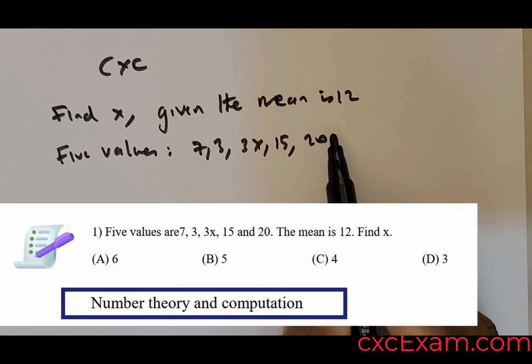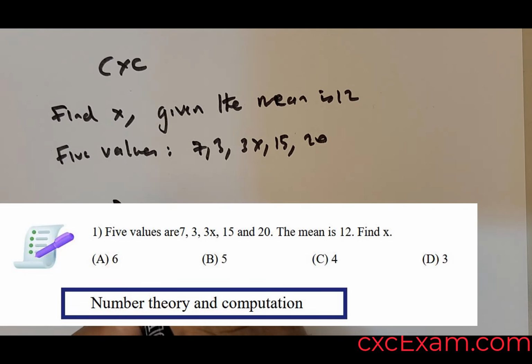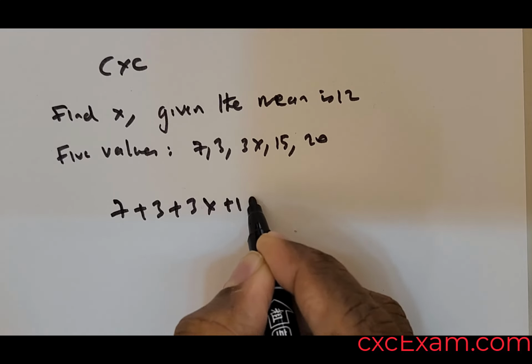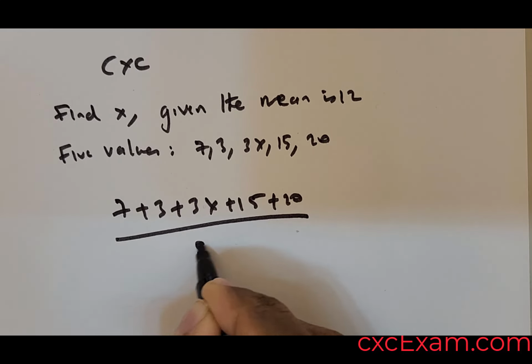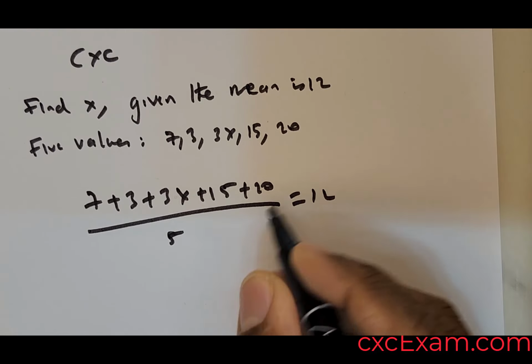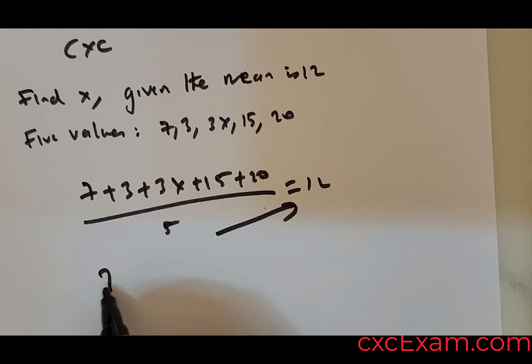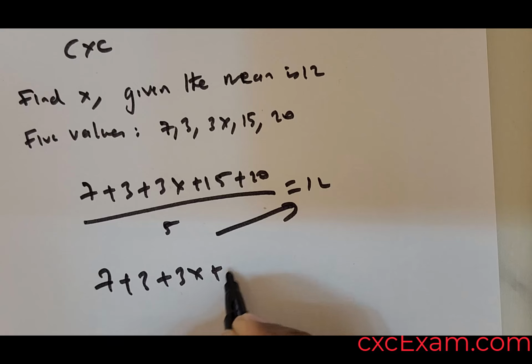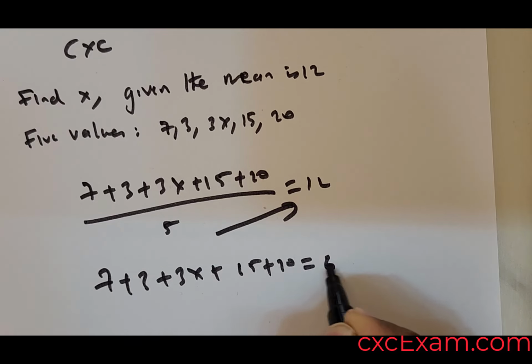Find x given the mean is 12. There are 5 values, so you place these 5 values and you divide by 5. The mean is 12, place 12 there. You cross multiply, you get 7 plus 3 plus 3x plus 15 plus 20 is equal to 60.